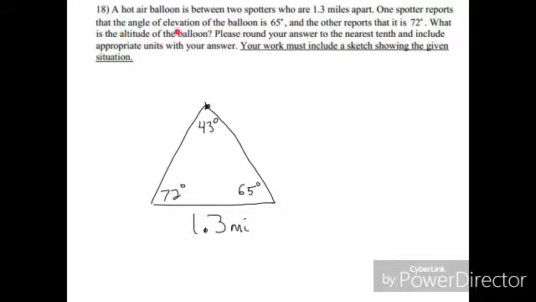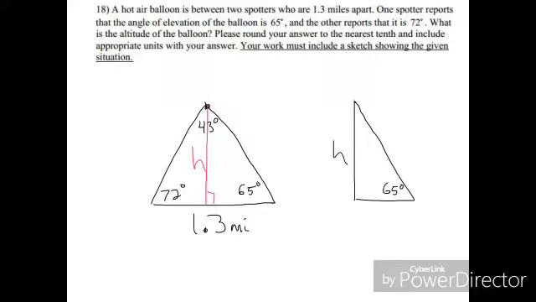What is the altitude of the balloon? That's what they want to know. Let me draw the altitude. H. That's what we're trying to find. Now if I were to just draw, let's say, the right side of this triangle, notice what we have. That's all we actually know on this triangle right now. We're trying to find H.